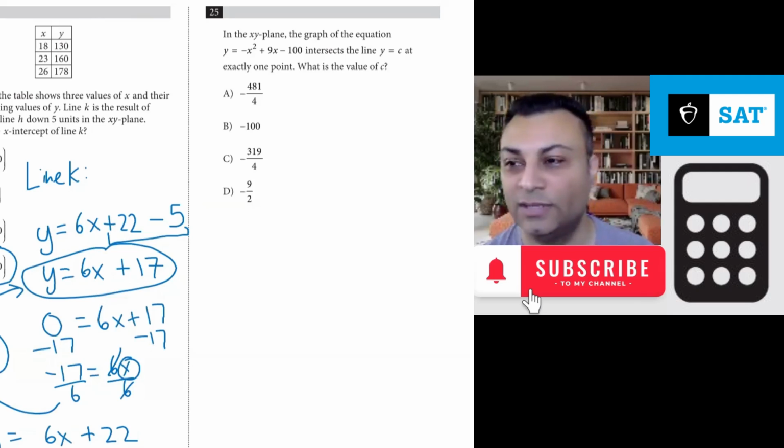Question 25. In the xy plane, the graph of the equation y equals minus x squared plus 9x minus 100 intersects the line y equals c at exactly 1 point. What is the value of c?